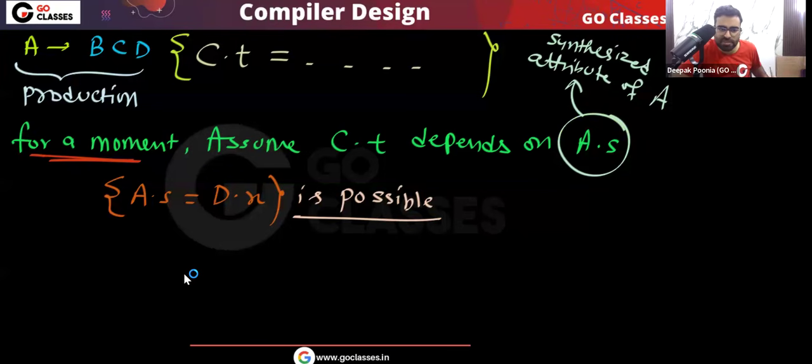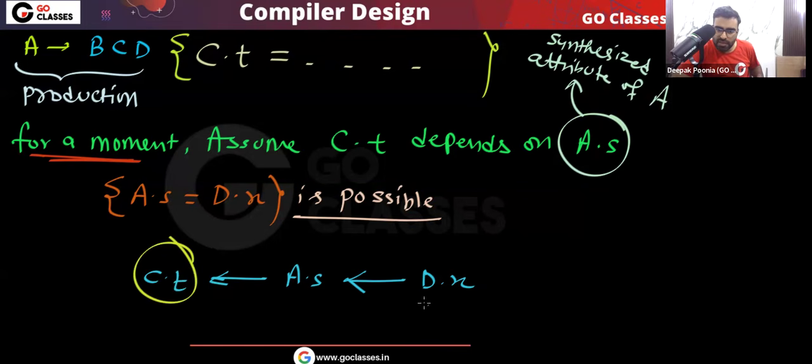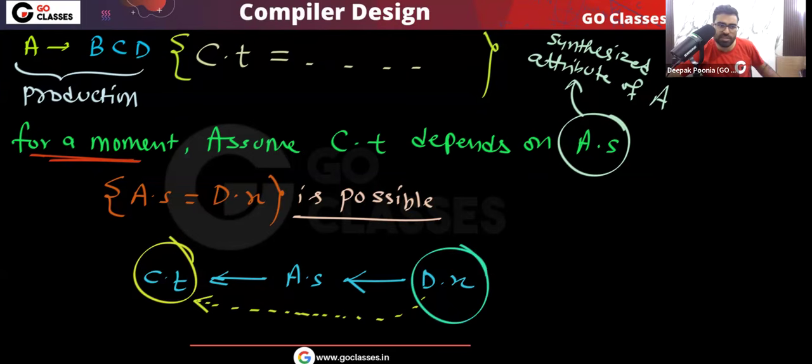So did you notice something interesting? This A.S depends on D.X, and C.T depends on A.S. So did you notice that this C.T indirectly depends on the right sibling or not? In the L-attributed SDD, can you depend on a right sibling? Tell me. You can see this D is the right sibling of C. Yes or no?